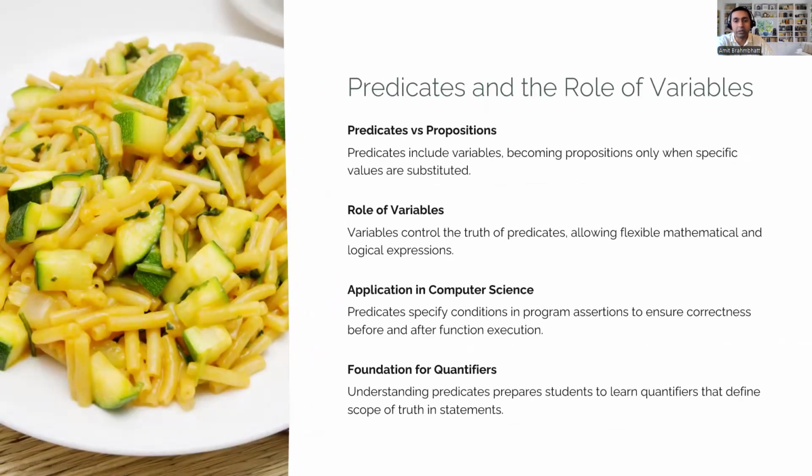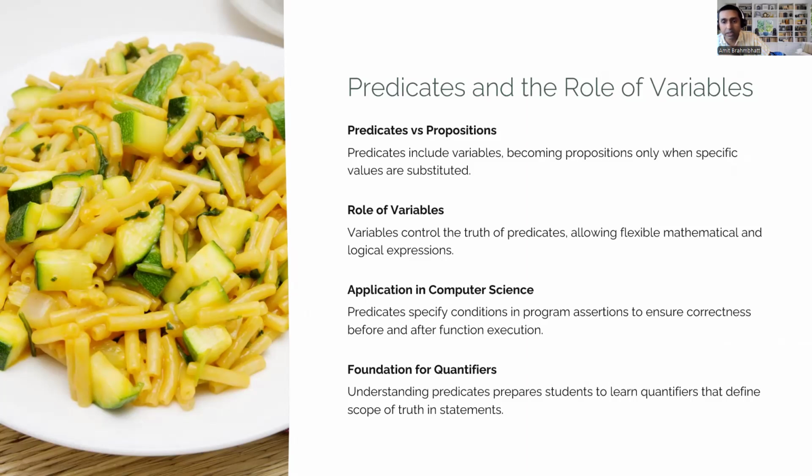Predicates and the role of variables. While propositions have fixed truth values, predicates extend the idea of propositions by including variables. A predicate is a statement that becomes a proposition once specific values are substituted for its variables. For example, the statement x is greater than 5 is not a proposition by itself because its truth depends on the value of x. However, once we assign x to 7, the statement becomes true, and if we assign x to 3, it becomes false.